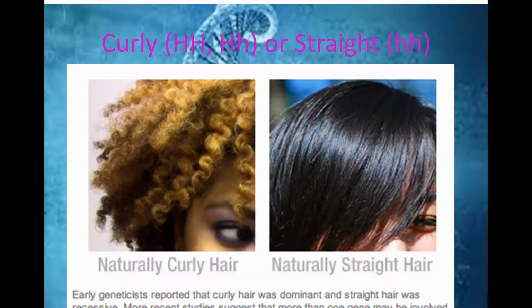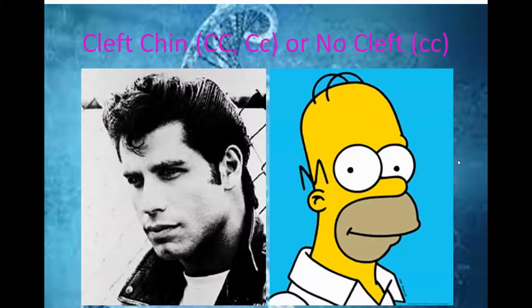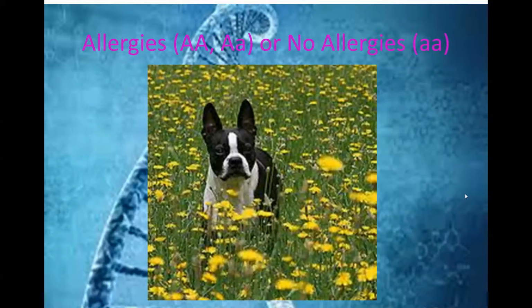Curly hair. Having curly hair is actually dominant, and having straight hair is recessive, but studies are starting to show that there's actually more than one gene that goes into your hair type. So I'm assuming that maybe this could possibly change here in the future. Okay, so cleft chin, if you have one that is dominant. Cleft chin's when you have like a little dimple in your chin, or some people call them butt chins. If you don't have one, it is recessive. Allergies. To have allergies, that's actually a dominant trait. To not have allergies, that's recessive.